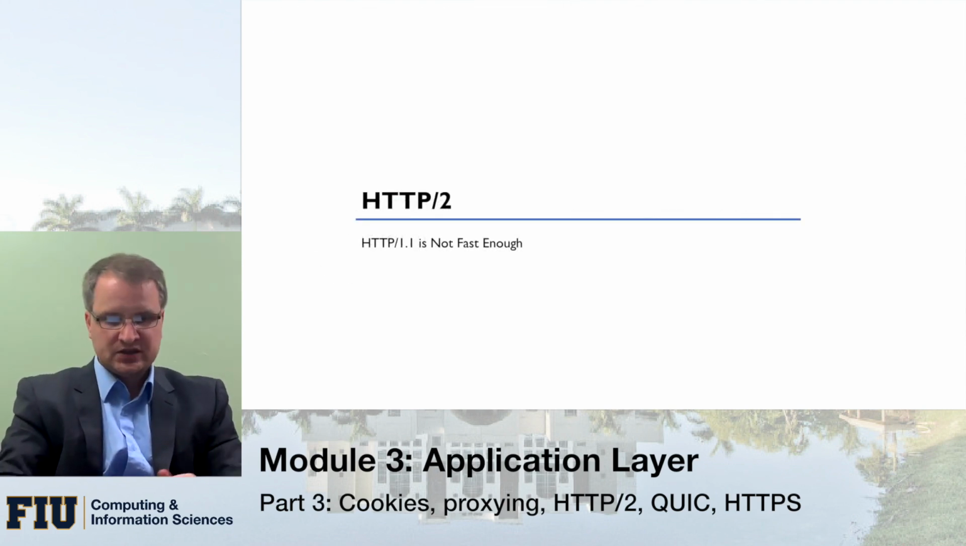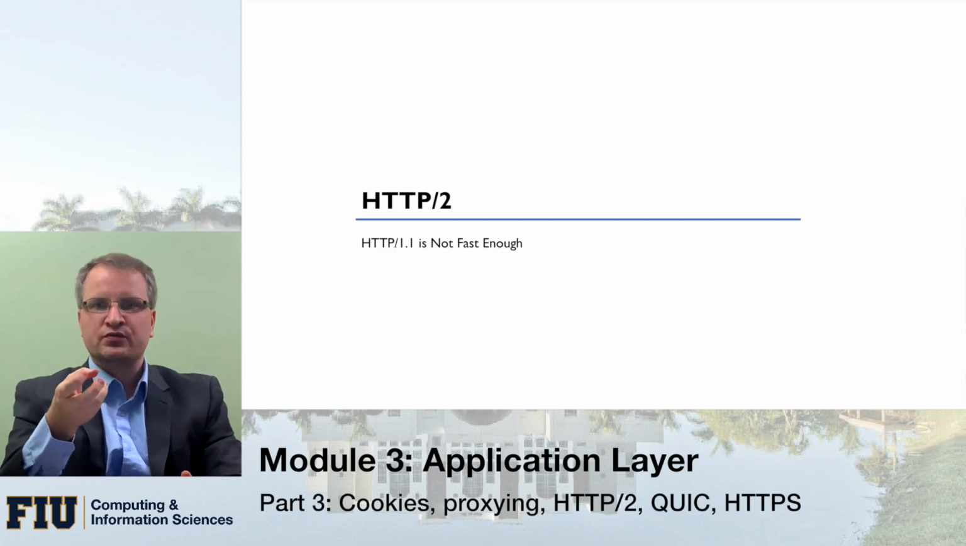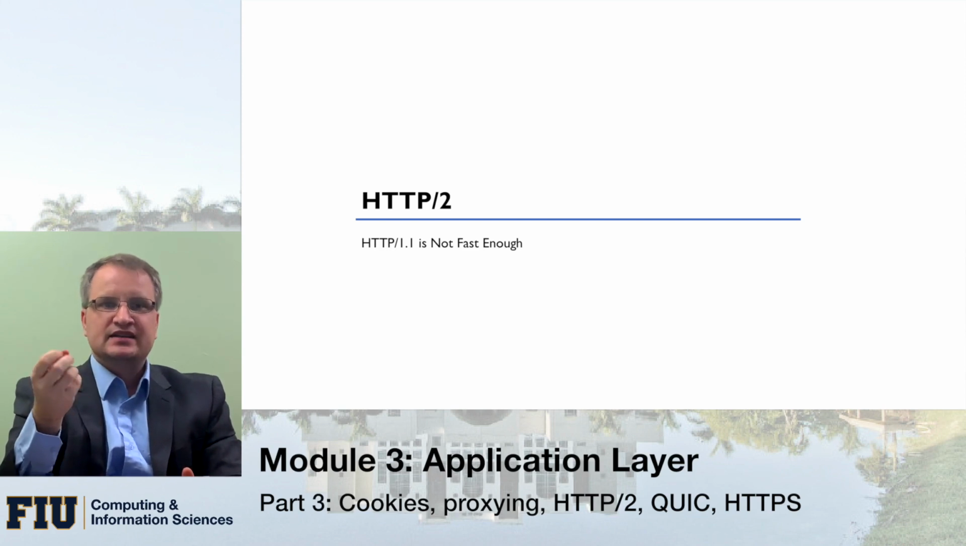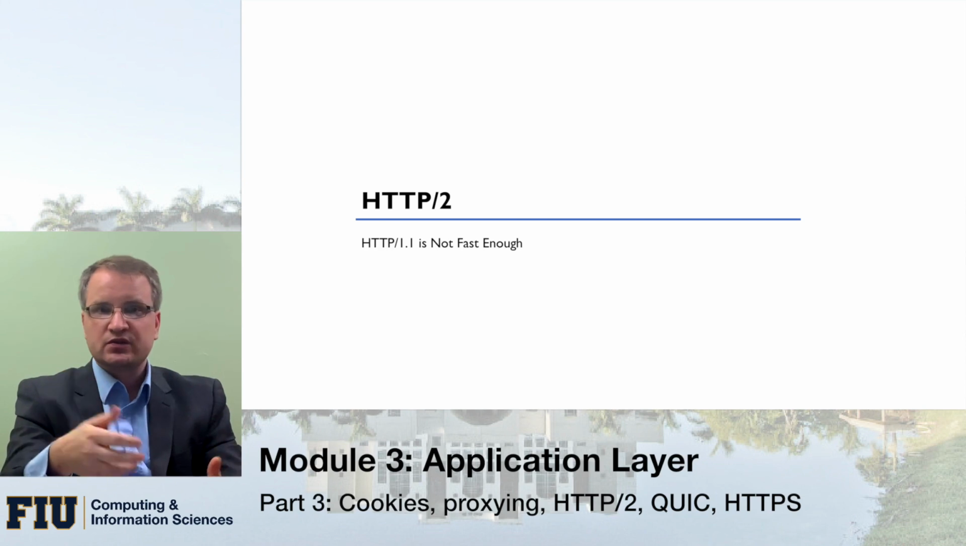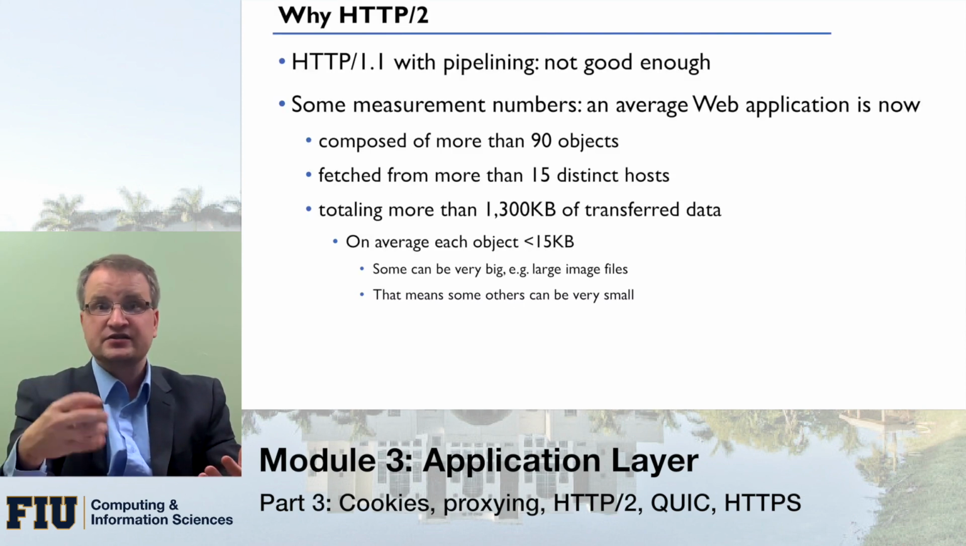So the next one I would like to talk about is improvement of HTTP. As I put on the slide, even HTTP 1.1, with all these improvements of pipelining and persistent connection, it's still not fast enough, and there are a few mechanisms that needed to be in there.